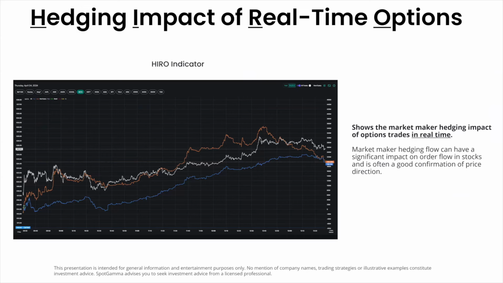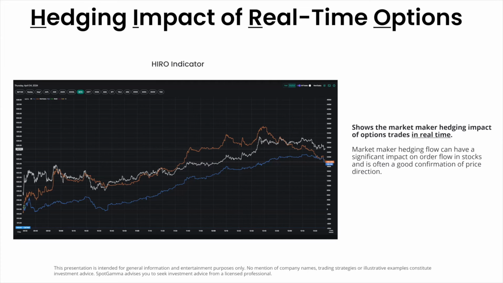Also look at the HIRO chart, that is hedging impact of real-time options. This is also proprietary to SpotGamma. Again, this is technically part of my execution process. The SpotGamma HIRO indicator shows the market maker hedging impact of options trades in real time. Market maker hedging flow can have a significant impact on price. This chart shows calls and puts separately.